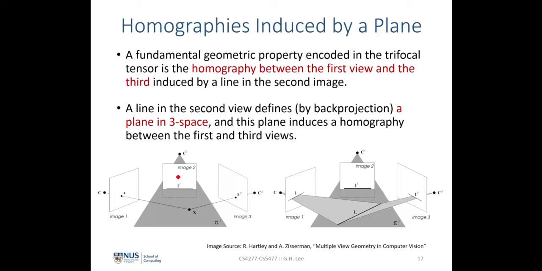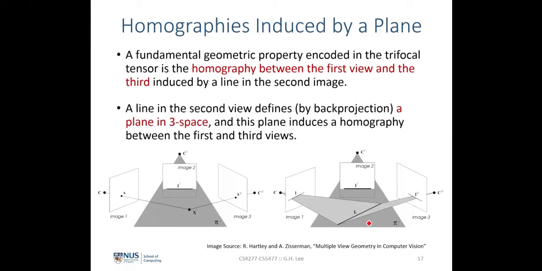We can see that more specifically, given a line correspondence, which we denote as L prime in the second image over here, this image line back projects to a plane which we call pi prime over here, and this induces a homography together with the trifocal tensor, such that this homography can be used to transfer a point that is observed in the first image to the third image.